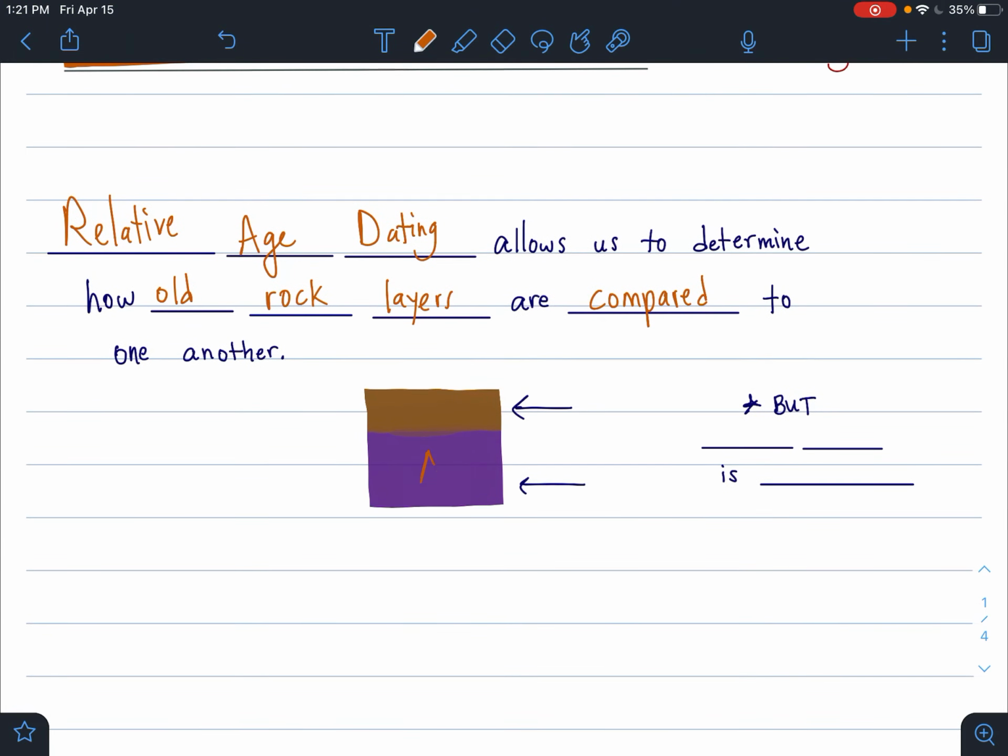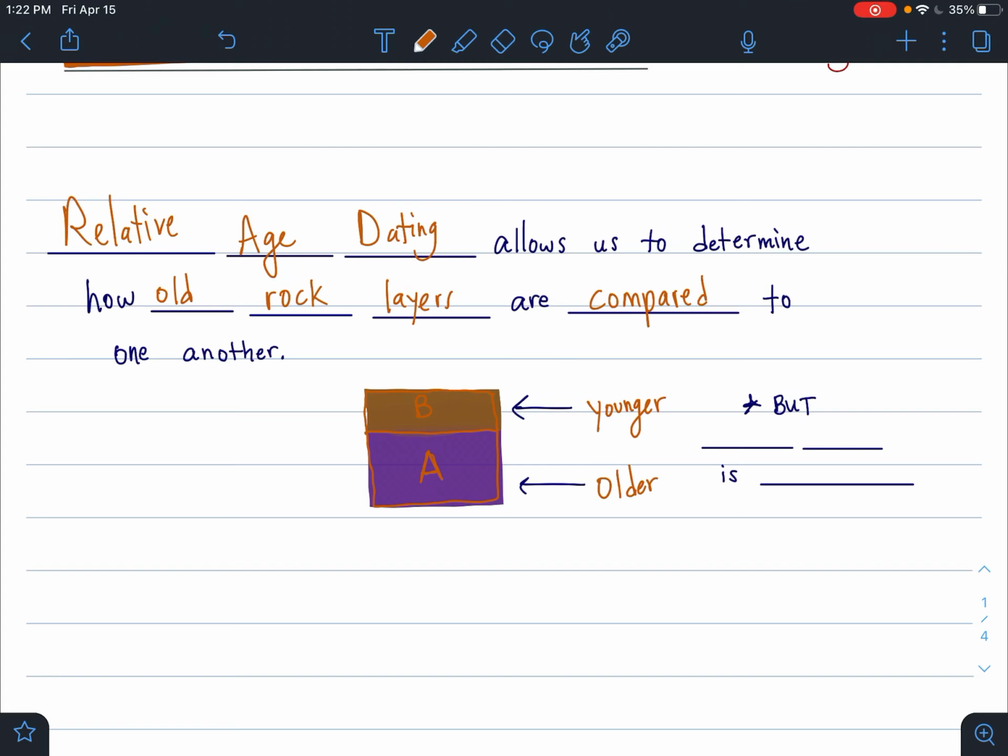So if we see this purple here, let's label this as layer A. You can go ahead and draw this in your science notebook. And the brown one will be layer B. Now, A had to be in place before layer B could form on top of it. So therefore, layer A is actually an older layer. So A would be older and B would be a younger layer because B had to settle on top of layer A.